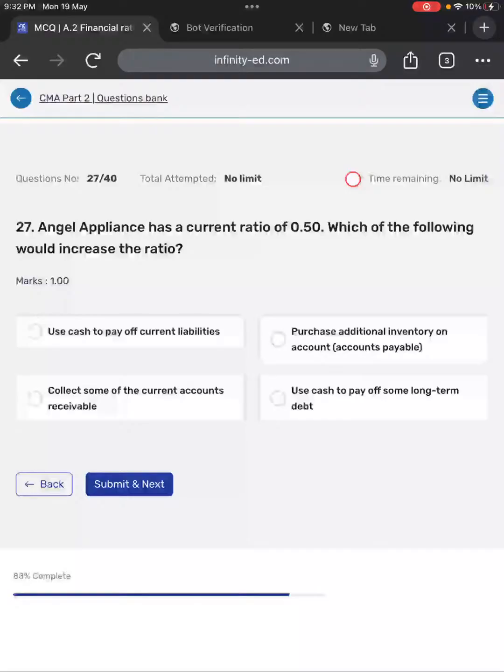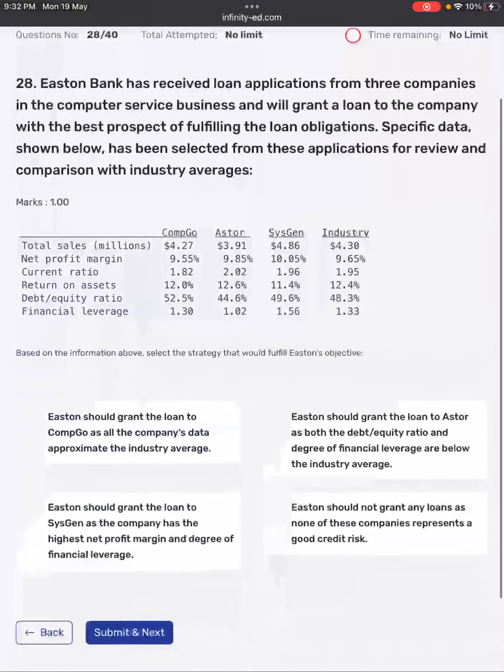Use the cash to pay current liability. This is not a correct answer. This will reduce it more. Purchase additional inventory on account. Account means credit. This is the correct answer. And you just pay up the supply, right? Already we covered purchase on credit. In this case, our credit will increase, inventory will increase, then the ratio will improve. Okay.